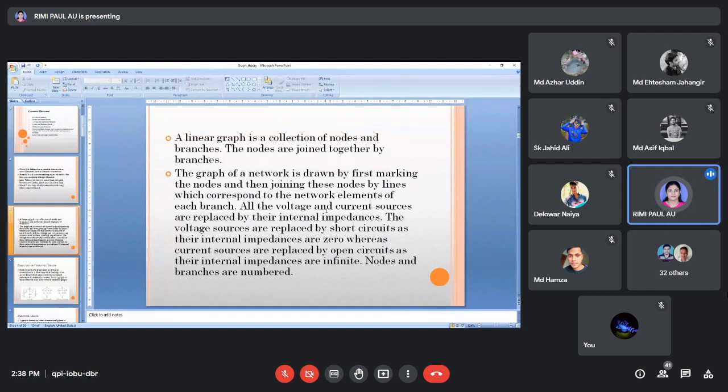All the voltage and current sources are replaced by their internal impedances. The voltage sources are replaced by short circuits as the internal impedance is zero, whereas current sources are replaced by open circuits as the internal impedance is infinite. Nodes and branches are numbered. This is the first target for your graph theory.